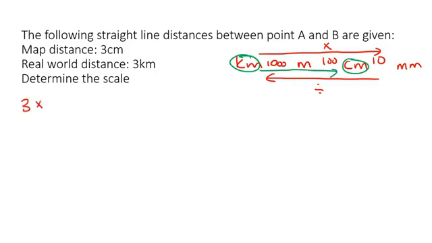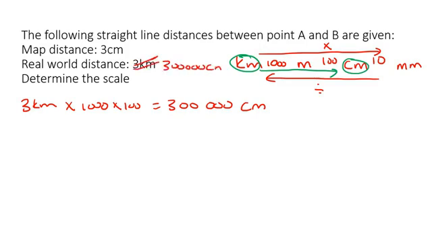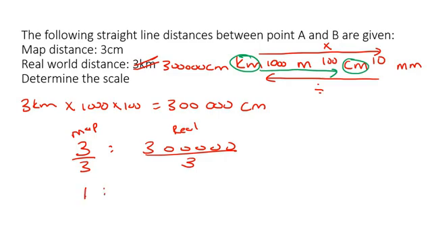So we will say 3 kilometers, just so we don't get confused with that one, multiplied by 1,000, multiplied by 100, and that'll give us 300,000 centimeters. Okay, so now we have both of them in centimeters. As long as they have the same units, then it's perfect. And so we can say 3 and 300,000. Remember, this is your map, and this is your real. And so to get this to a ratio, you have to get this to become a 1. So we will divide this by 3, but then we will also have to divide this by 3, and that'll be 1, and then 100,000.